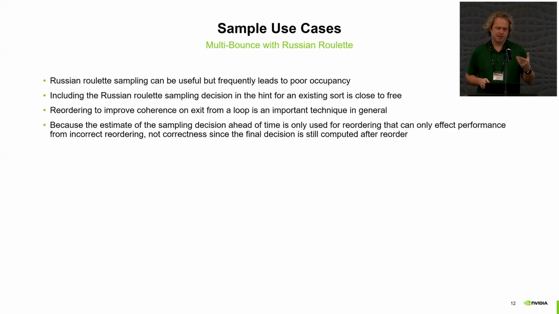And one nice thing about this is that because everything is still correct in this case, even if the reordering is wrong, you don't have to worry about the correctness of your estimate of the sampling decision. You can just mix it in, and the more correct it is, the better the performance is, but the correctness of the result is always guaranteed.